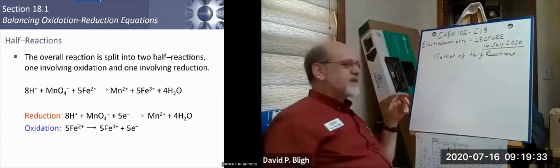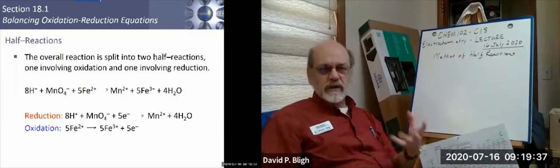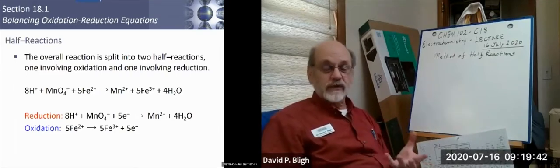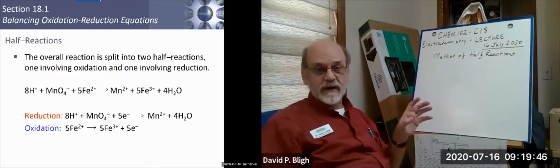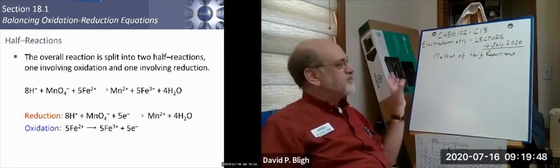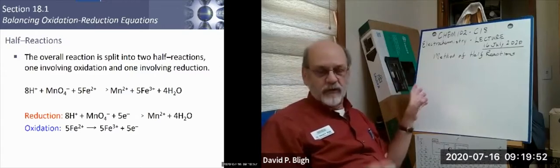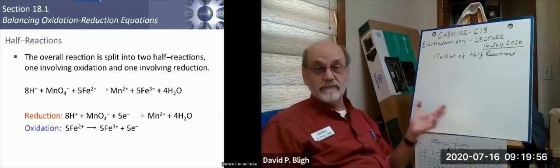The method of half reactions also sets us up for the use of those half reactions when we construct an electrochemical cell. Now, I'm going to have to define that electrochemical cell later, but we need to learn how to balance equations by this method before we can move to the next step. And another name for an electrochemical cell is a battery.